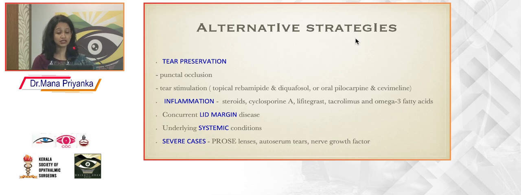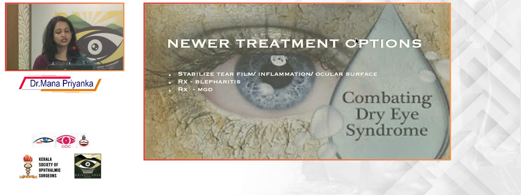So if still after giving all these, the patients are still not able to be symptom free, then alternative strategies like tear preservation, which include punctal occlusion, and tear stimulation with multiple drugs, can be done. Control the inflammation with steroids and immunomodulators. Treat the concurrent lid margin disease. Control the underlying systemic condition, and in severe cases, use of scleral lens, autoserum tears and nerve growth factors will be helpful. So the newer treatment options, we'll discuss this in 3 categories.